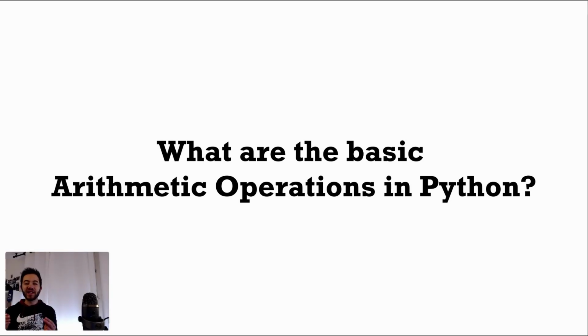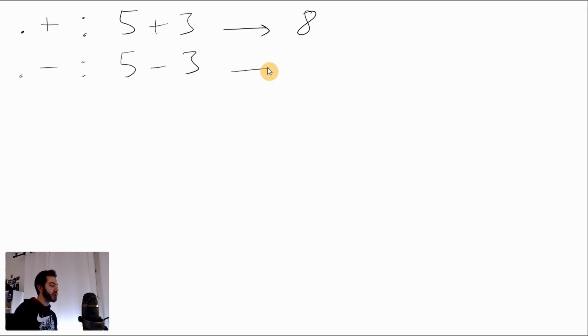What are the basic arithmetic operations in Python? Let's get started with the easiest one, which is the addition, marked by the plus sign. If you take an example, 5 plus 3 is going to return 8. Next is the subtraction with the minus sign. So again, 5 minus 3 will return 2.